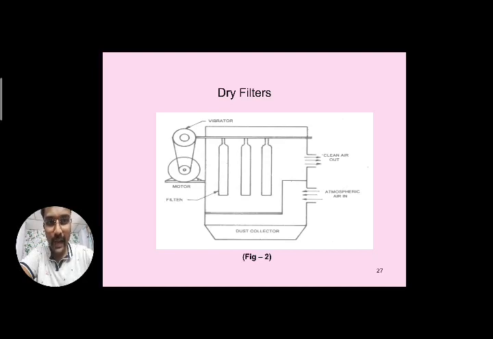Filters are provided just like candle type structures, as you can see here. They are attached to a vibrator. At the top you can see one stick type of arrangement. These are attached to the vibrator along with the motor, and the filters are made with a specialized material, generally glass wool or some cotton type of material. After filtering, the dust particles are absorbed by these filters, and only the clean air goes outside, or it may be sent over the cooling coils.